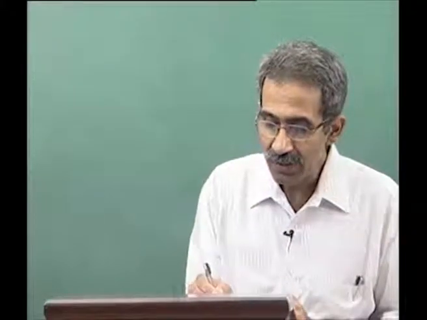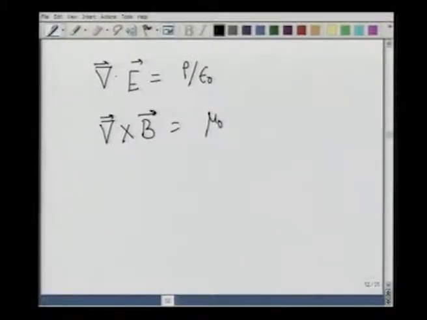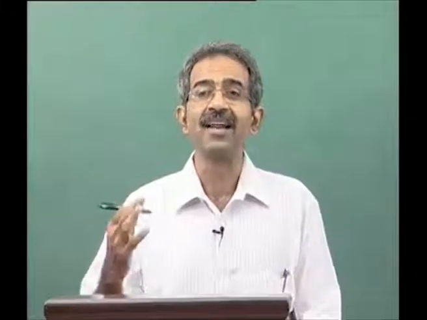But on a more formal footing, what is it that I want to do? Let me list my equations. I have divergence of E equal to ρ by ε₀, and I have curl of B equal to μ₀J. I do not have to worry about the other two equations, because, as I told you, they are constraints. These are the source equations.